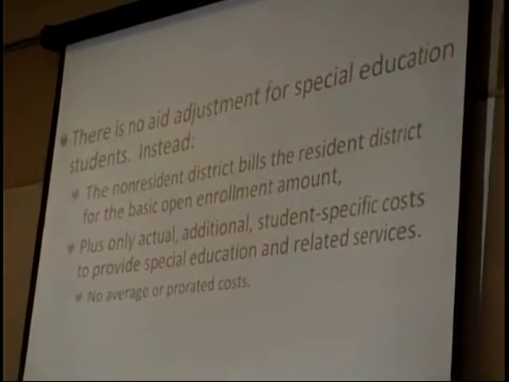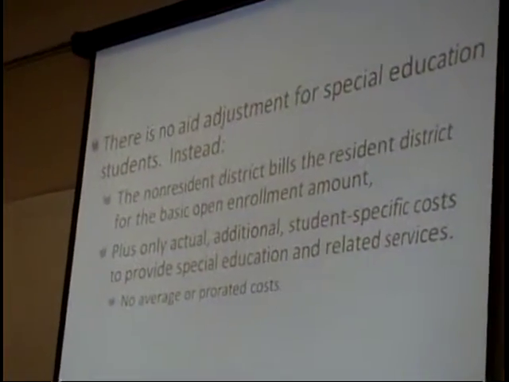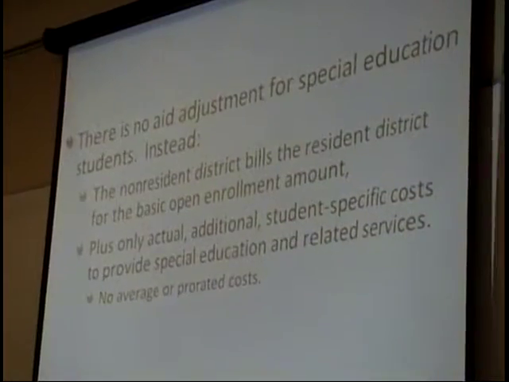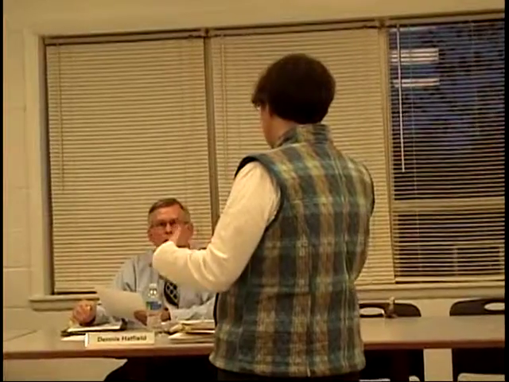I want to point out, although I won't talk much more about it at this time, that for special education students, there is no aid adjustment made. Instead, the resident district still counts that student, but instead of the DPI making an aid adjustment, the non-resident district bills the resident school district directly for that cost. Most special ed students are only going to generate that basic open enrollment amount because you can bill only for any additional costs that you incur. But still, under state law, the DPI does not make the aid transfers. One district needs to bill the other, even if it's for that basic amount.